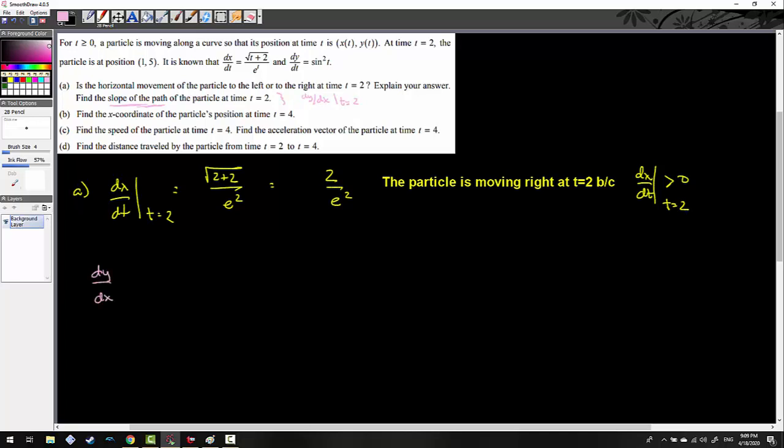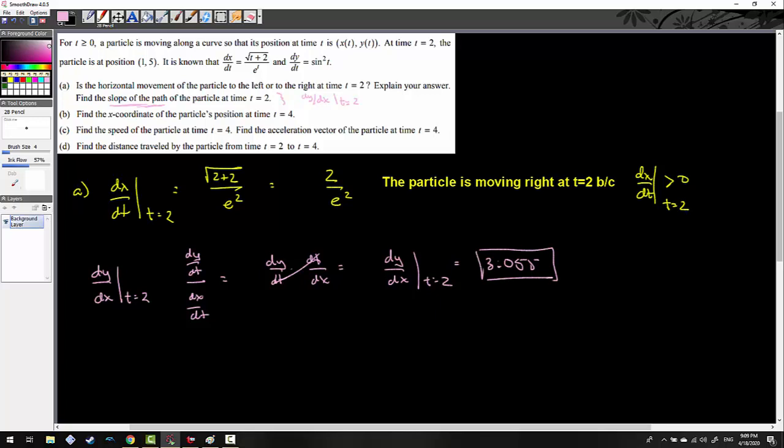So dy/dx at t equals 2. It can be seen that that is dy/dt over dx/dt, because what happens is I end up getting dy/dt times dt/dx, in which case the dt's cancel each other out, giving me dy/dx at t equals 2. And that's just done in the calculator, so once you do all that, what you end up getting is 3.055.